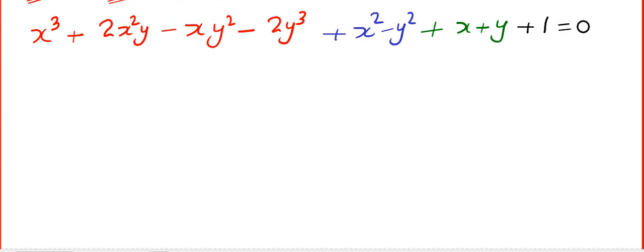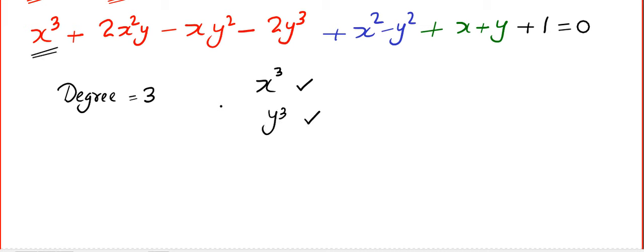So what's the first thing to do? Tell me please. Yeah, degree. So what's the degree of this expression? 3. And next thing to do, check whether x cube is present. Yeah, I can see. Is y cube present? Yes. So no horizontal asymptote and no vertical asymptote. Okay, now that means we have to go for the oblique asymptote.